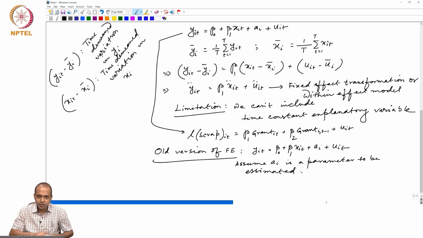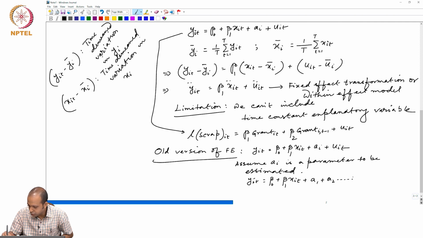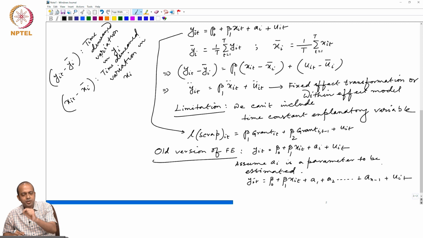Applying our knowledge of dummy variables, we can simply assign one dummy for each and every individual. If I have n number of individuals, then I can write Y_it equals beta 0 plus beta 1 X_it plus A1 plus A2 up to A_(n-1) plus U_it. So, that means if there are n individuals, I will assign only n minus 1 dummies.